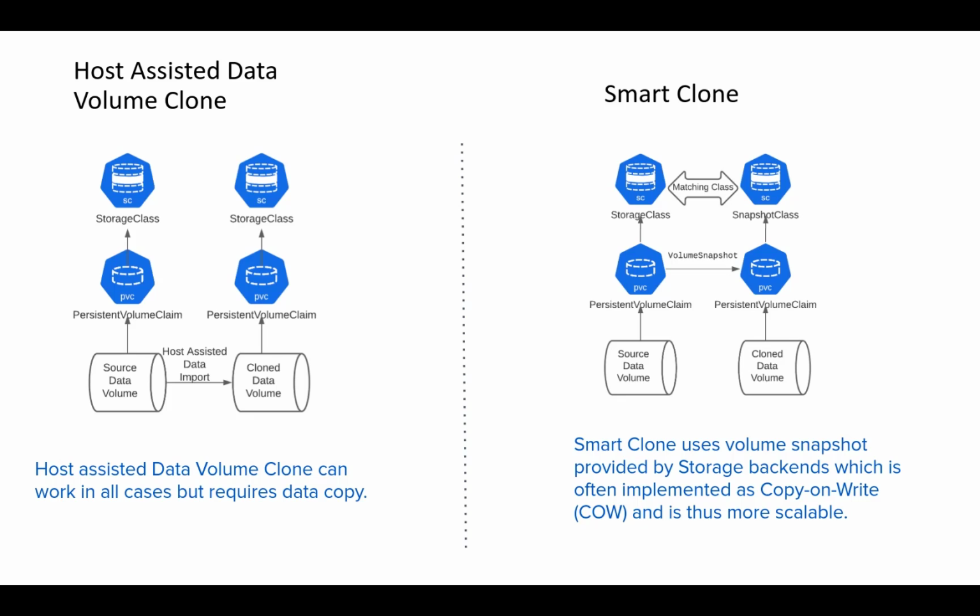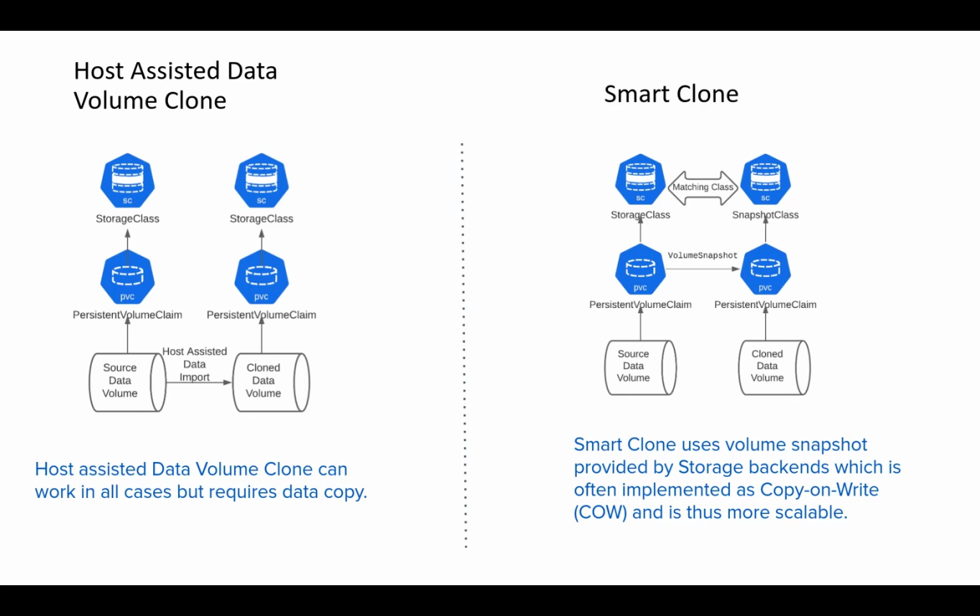Additionally, if you want to use the feature, the requirement is to make sure that source PVC is in the same namespace as the target PVC. The source and target PVCs are in the same storage class, and finally, there must be a snapshot class associated with the storage class. Depending on the storage backend, you can really benefit from this, especially when snapshots are implemented as copy on write, which is often.